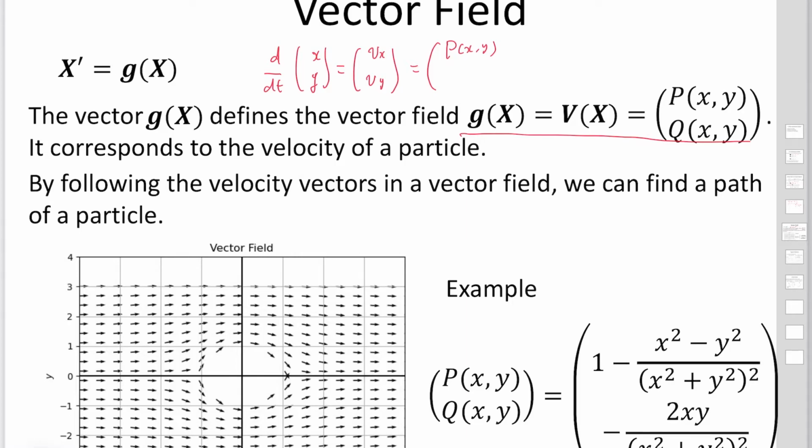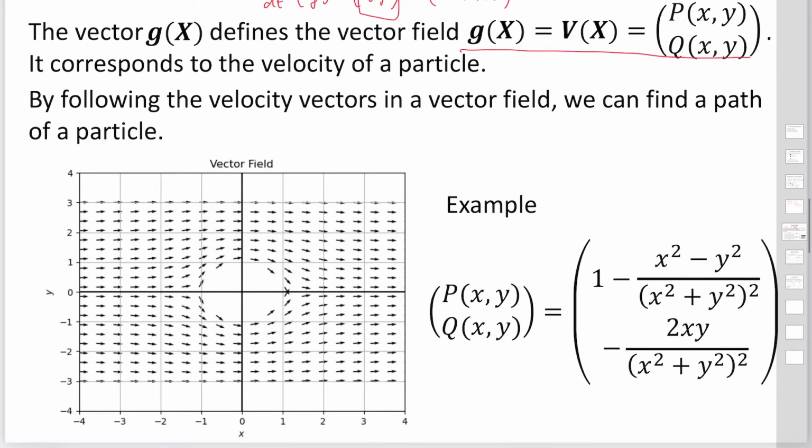Because the autonomous system we consider does not contain the independent variable t, P and Q are functions of x and y only. This is a vector field of g. It corresponds to the velocity of a particle, like this: V sub x, V sub y. By following the velocity vectors in the vector field, we can find the path of particles.